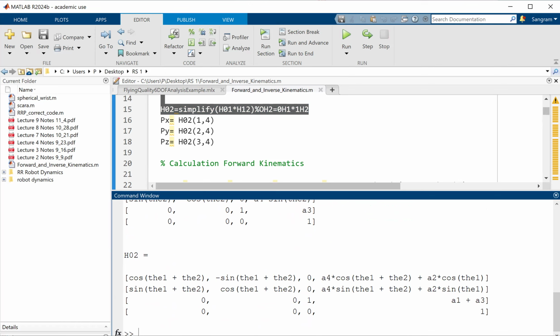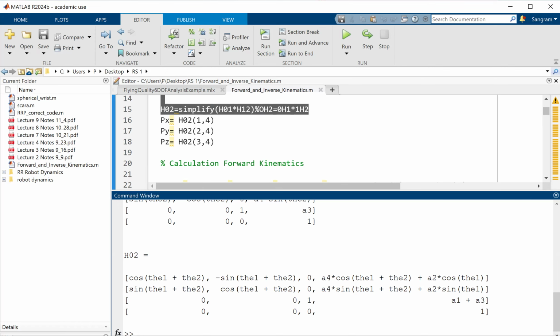This is H02. This is the relationship between the second frame, where the end effector is located, with respect to the 0th frame, which is the fixed frame. Once again, this is 0h2. 2 is the location of the frame at the end effector. 0 is the location of the first fixed frame. Do you agree with me?